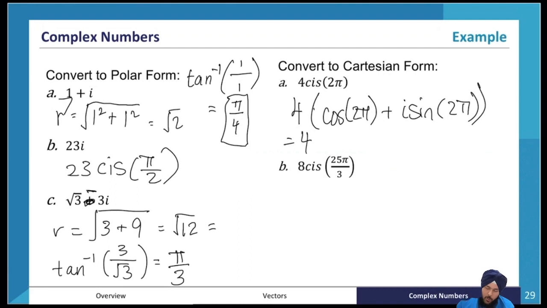So 4, what is cos 2 pi? That is 1. But what about sine 2 pi? Sine 2 pi is 0. So plus 0i. So therefore our answer is just going to be 4.